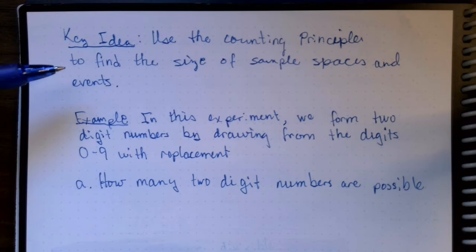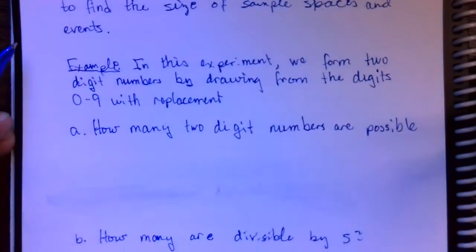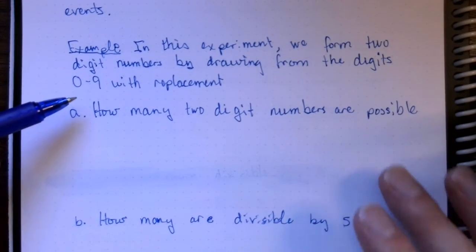So remember, in this context, we are counting indirectly. We're counting without physically listing things out and doing the counting. Some people also call it the multiplication principle. And in this video, we're going to look at further examples of using the counting principle. So the key idea in this video is being able to use the counting principles to find the size of sample spaces and events. So we'll jump right into things with an example right here.